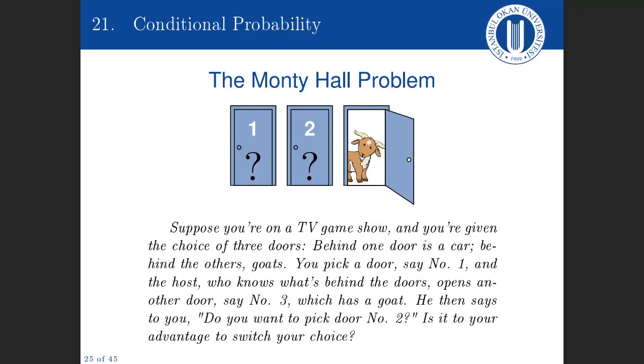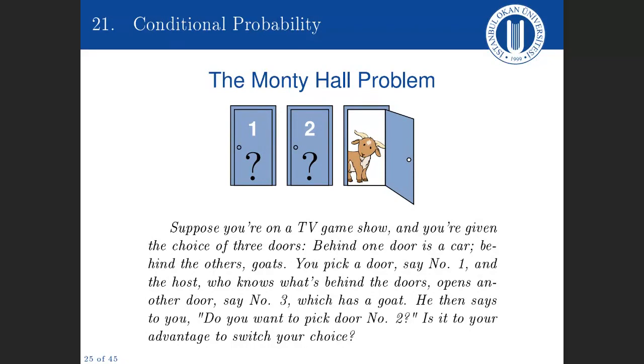My next idea is called the Monty Hall problem. Suppose that you're on a TV game show, and let's suppose you're given the choice of 3 doors. Behind one door is a car, and behind the other are goats. So you're going to choose a door, and you're going to get a prize behind the door. So let's say you pick a door.